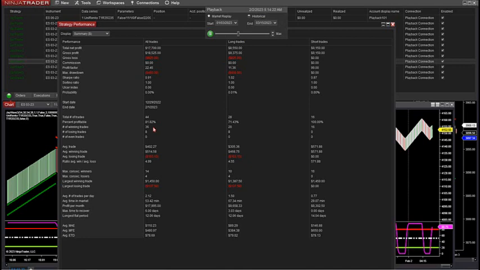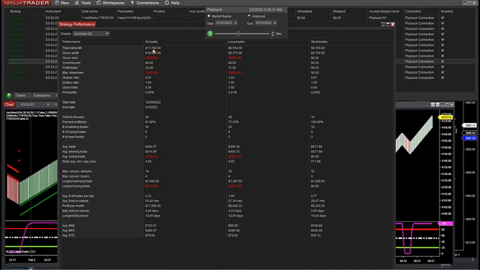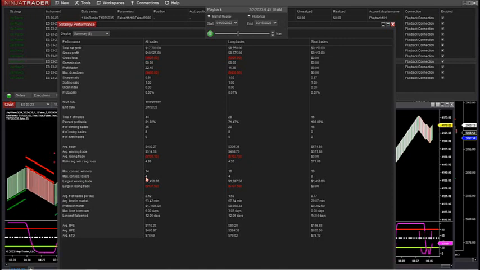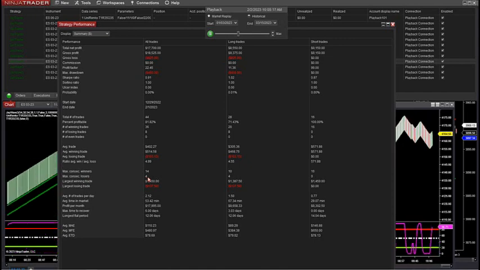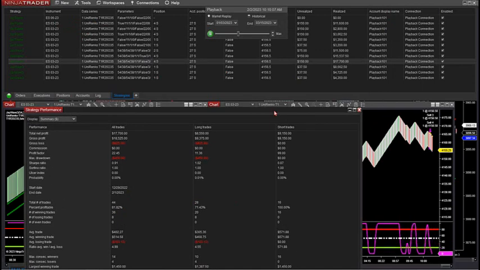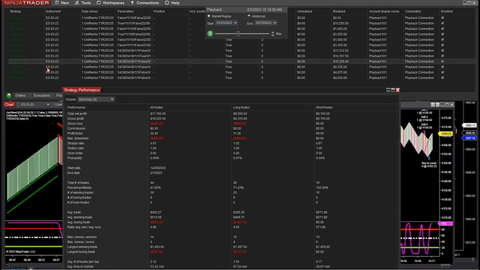But this is since January 1. Look at the drawdown on this. I got a drawdown of $450 with almost $18,000 worth of profit on four contracts. I had 14 consecutive winners, max consecutive losers, four, meaning it had one set of trades that lost. So this one's running pretty good. A profit factor of 22.45. So that's running since January 3rd.